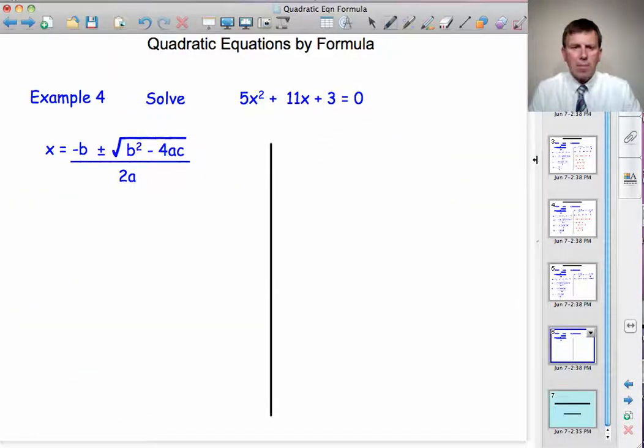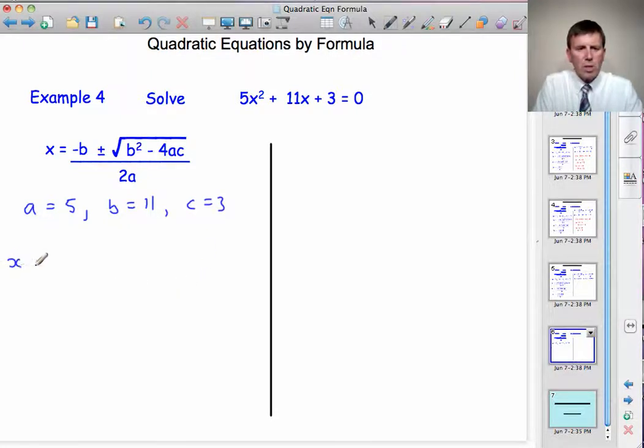And now our final example, example 4. Solve 5x squared plus 11x plus 3 equals 0. Again, we begin by writing down a, b and c. A is equal to 5, the number of x squareds. B is equal to 11, the number of x's. And c is equal to 3, the constant on the end.